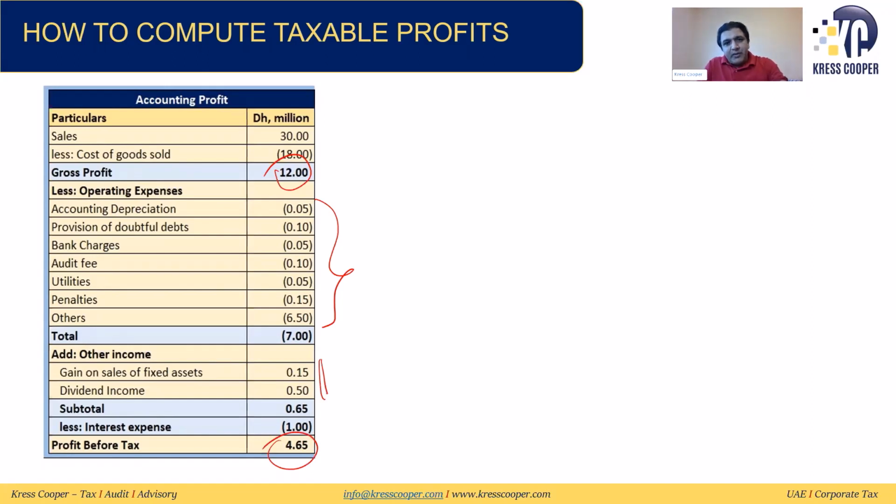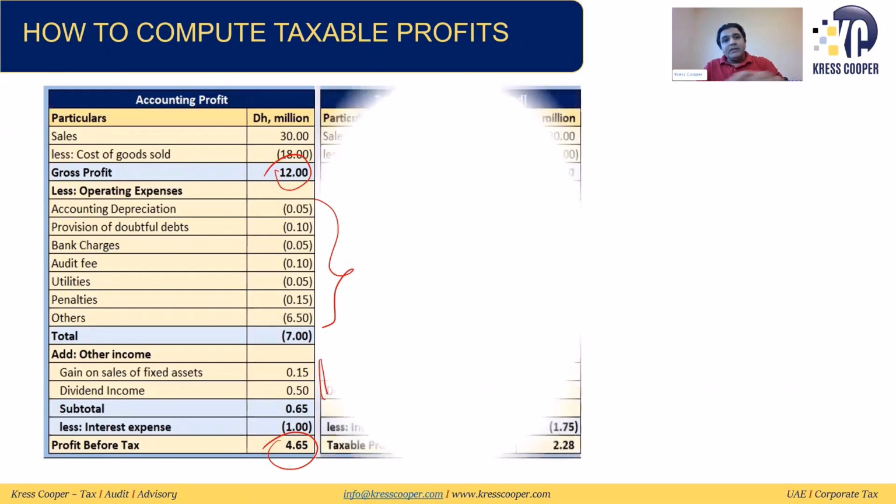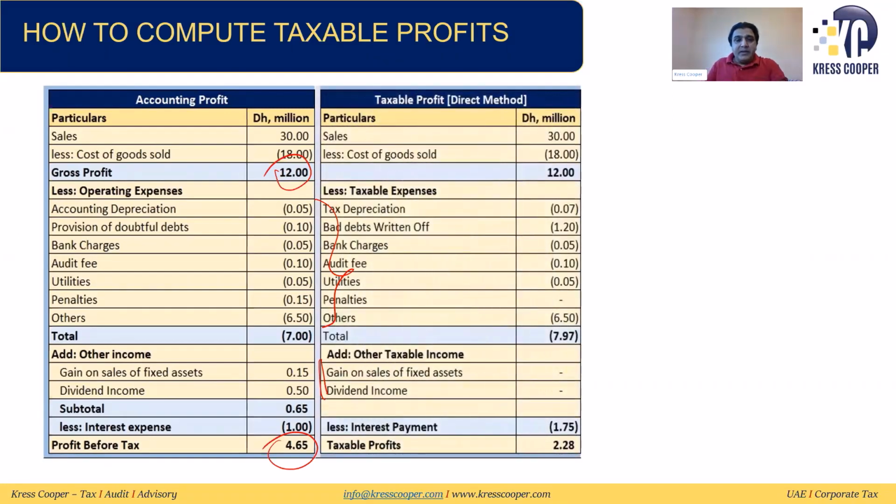From this accounting profit, I have tried to calculate taxable income or taxable profits by applying both methods. This is my direct method. In the direct method, I can take sales, I can take my cost of goods sold, I can take taxable allowable expenses. Then I arrive at 2.28 million as my taxable income or taxable profits by applying the direct method of calculating taxable income.